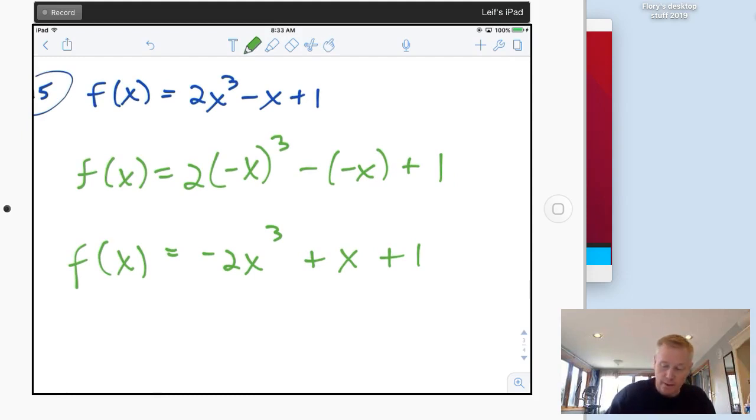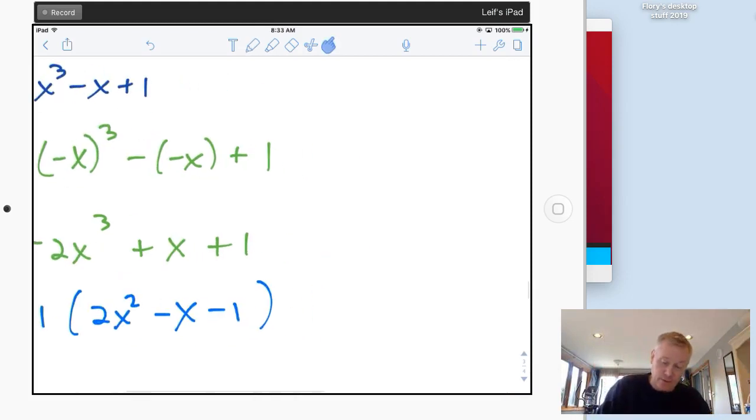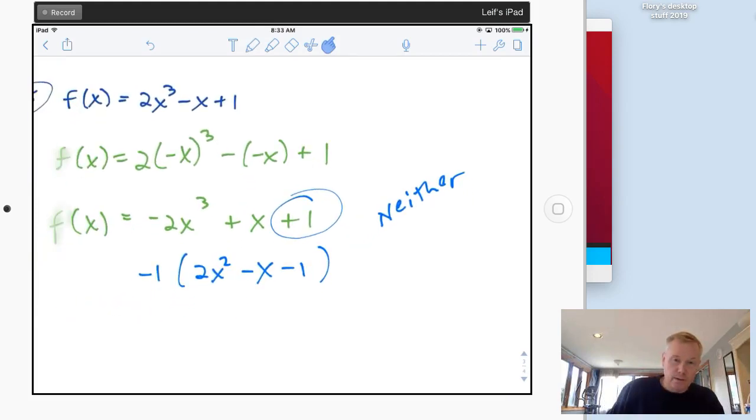This one's a little different. If I pull a negative 1 out of everything here, then I get positive 2x to the 3rd minus x minus 1, which is not the same thing I started with. So it's not the opposite, and it's not the same. This one is one of those few that has the neither. It turned out to be that plus 1 that made it neither instead of odd. It was close. Without that, it would have worked. So that's the neither category that comes up sometimes.